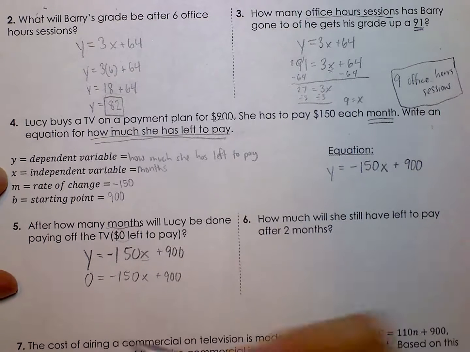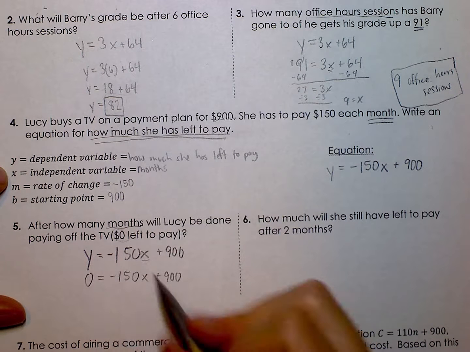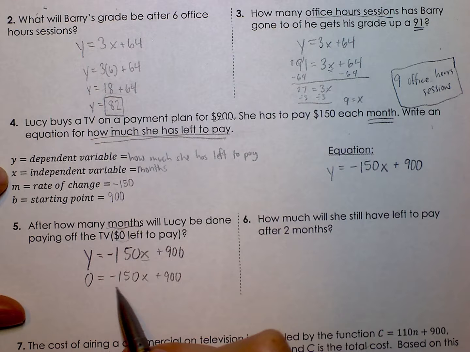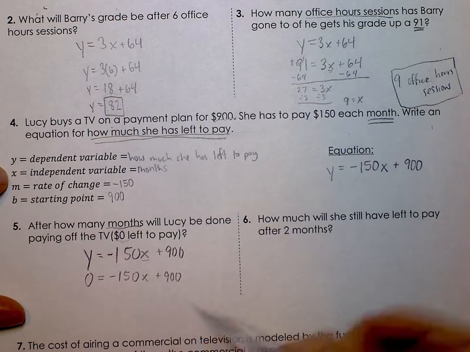And then let's see, I need to get x by itself. I could subtract 900 from both sides. That would make sense, right? And I'm going to do that. Another option is if I wanted to keep everything positive, I could add 150 to both sides. Then I'd have 150x equals 900.